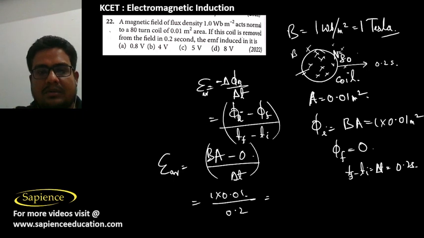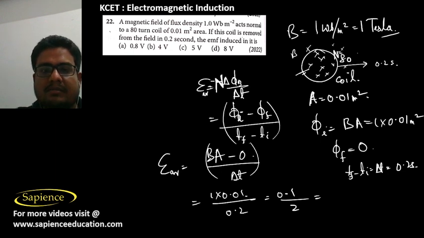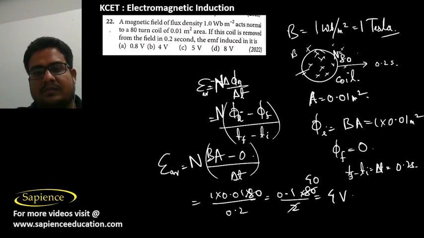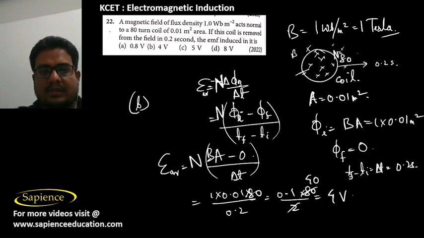So therefore, how much is the EMF induced in it? That will be 0.1 by 2. Okay, so here the number of turns, the EMF induced will be minus n into delta phi B by delta t. So here n also will come in, and this is multiplied by n, the number of turns, which is 80. So this will be 240. So this is 4 volts. So option B is the correct one.